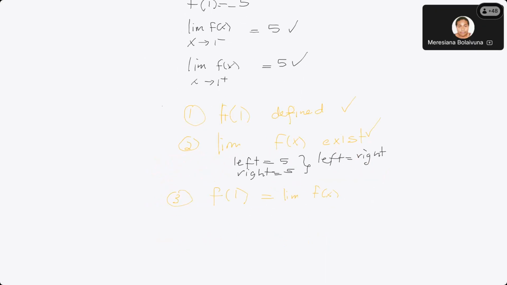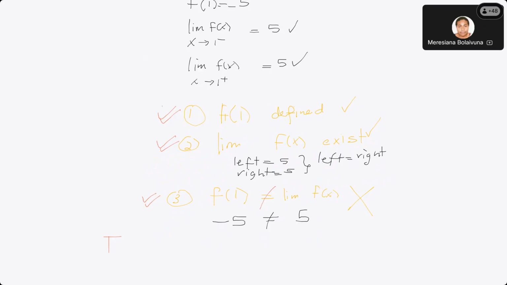So the value for f of 1, our value is -5, and the limit is equal to 5. Is it the same? No, they're not the same. So that means one condition is not satisfied. What I'm trying to say is, in order for us to say that a function is continuous, you must satisfy all three conditions.